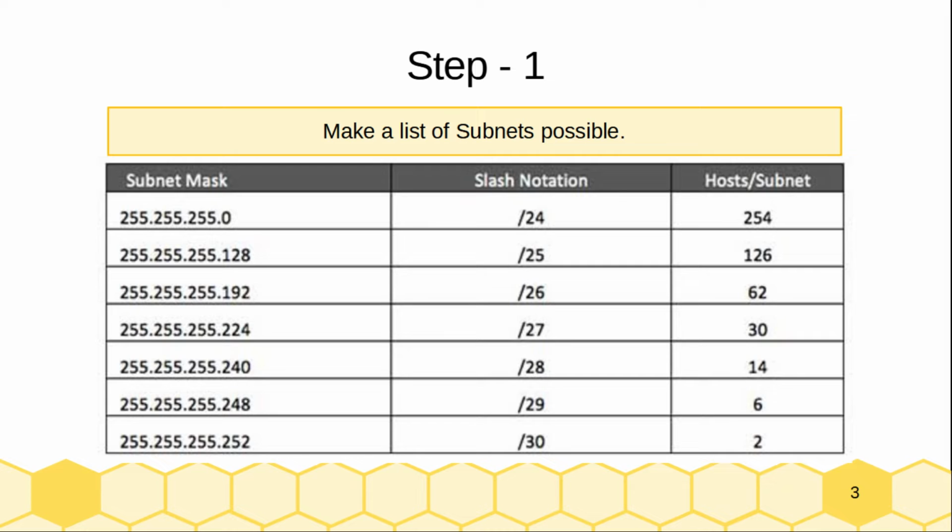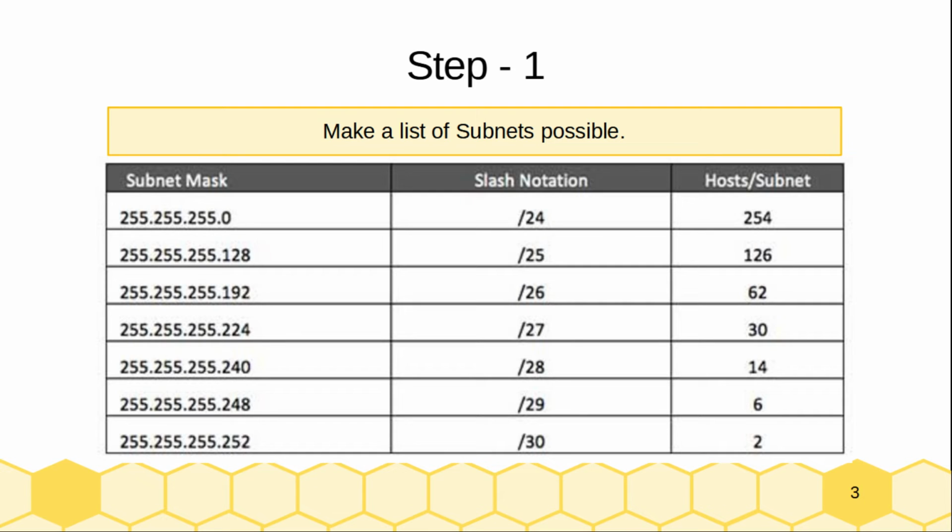The list includes subnet mask, slash notation, and hosts per subnet. The subnet mask 255.255.255.0 has slash notation /24 and 254 hosts, as well as 255.255.255.128, with slash notation /25 and 126 hosts. As the slash notation increases, the subnet mask changes, and the respective number of hosts for the subnet changes too, as you can see in this image.